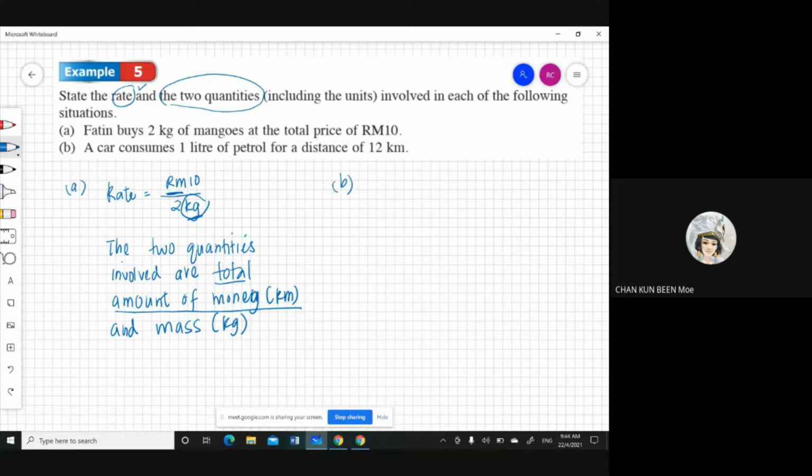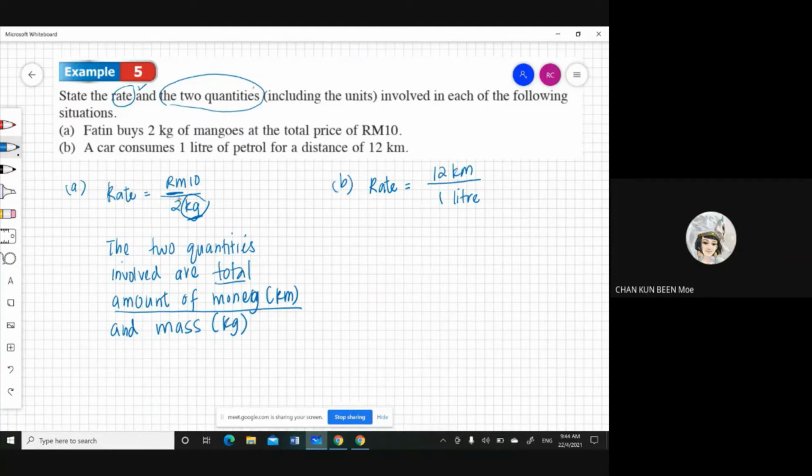Now we continue with B. A car consumes 1 liter of petrol for a distance of 12 kilometers. So you see, the car used 1 liter of petrol for a distance of 12 kilometers. Can you guess how to write down the rate? 12 kilometers over 1 liter. Yes. Now, my question here: if I want to go as far as 24 kilometers, how many liters of petrol do I need to consume? 2 liters. Very good. 2 liters can go 24 kilometers.